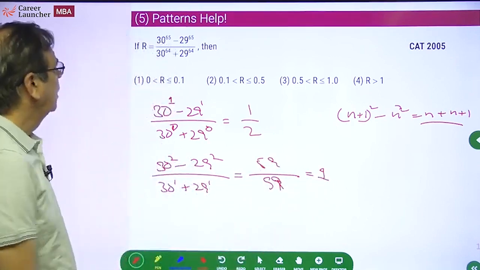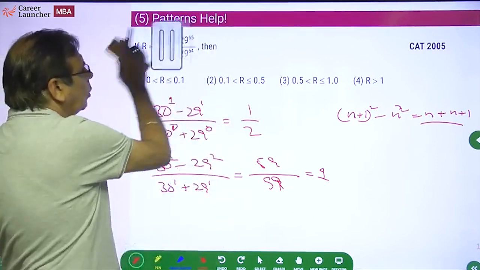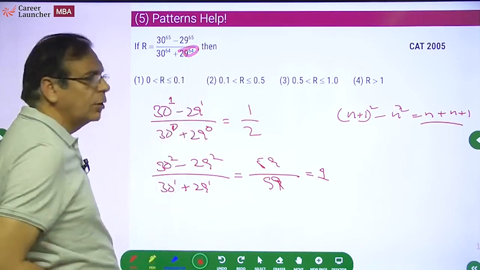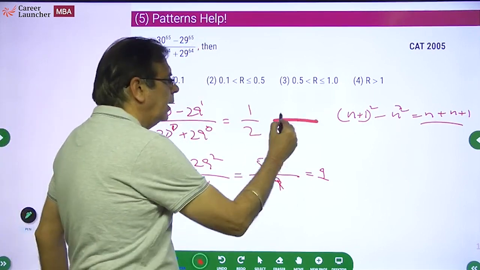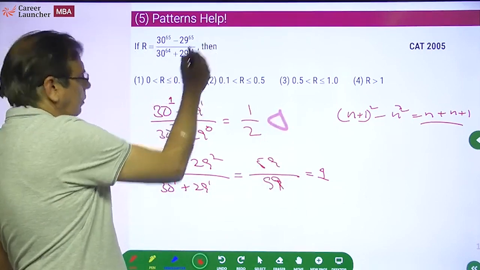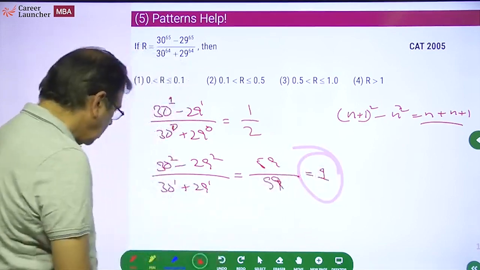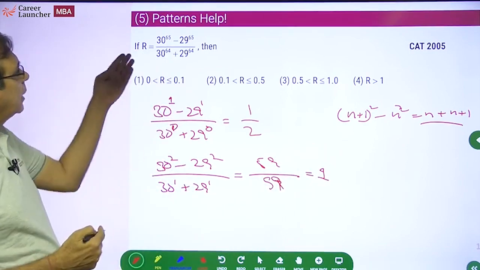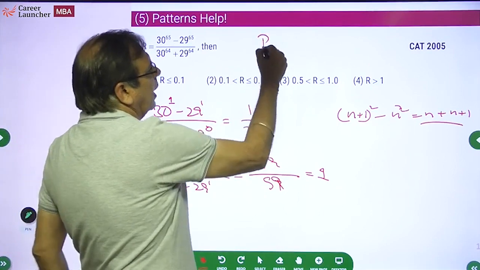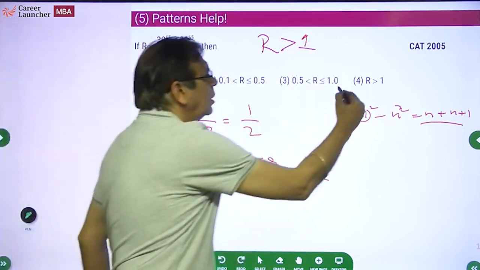Now look at this. When the power was 0 and 1, the answer came out to be half, isn't it? When the power becomes 2 and 1, it becomes 1. What does that mean? The value when it becomes 65 and 64 will be greater than 1. Hence, I will say my answer R has to be greater than 1. Look at these stupid choices.